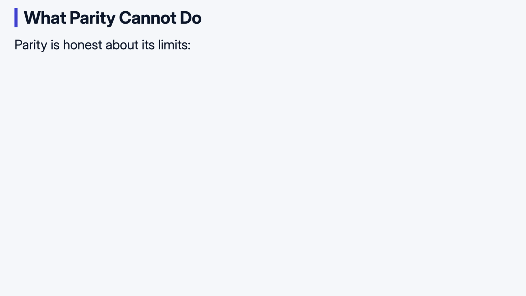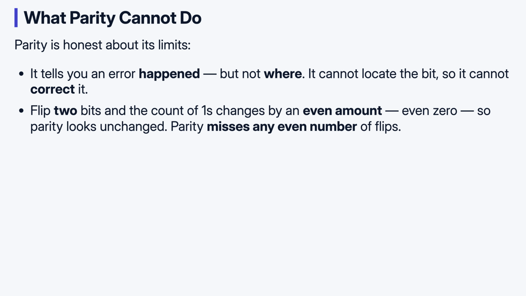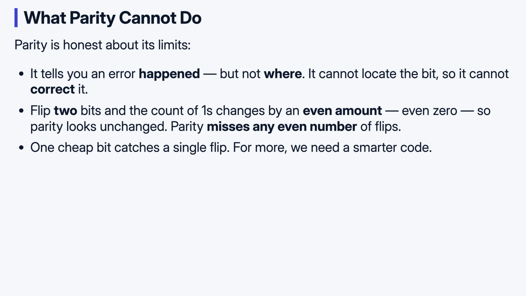Parity is honest about its limits. It tells you that an error happened, but not where. It cannot say which bit is wrong, so it cannot fix it. And if 2 bits flip, the number of ones changes by an even amount, maybe even 0, so parity sees nothing. Parity misses any even number of flips. It catches a single flip cheaply. For real protection, we need something smarter.